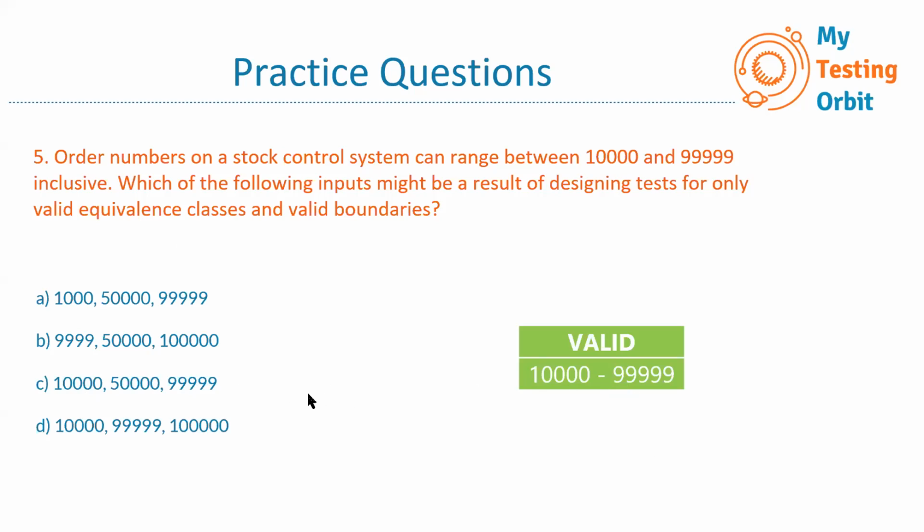Let's just have a look at the D option as well. This is the right boundary value as well, but this goes in the invalid range because it's beyond the range on the upper side. So this is incorrect as well. So C is the correct option. So well done, everyone. All of you got this question correct.